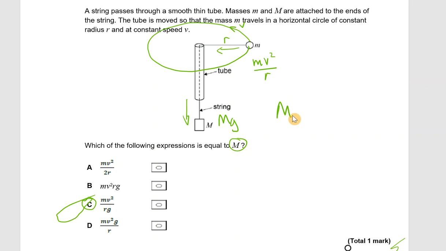So big M g equals little m v squared over r. Nice and simple rearrangement. Big M is equal to little m v squared over r g. Answer C. Nice simple question, that one.